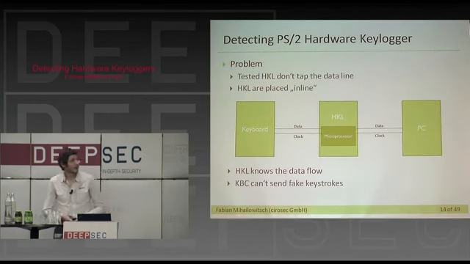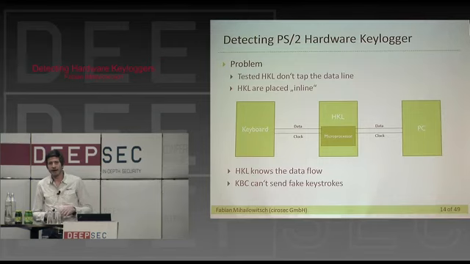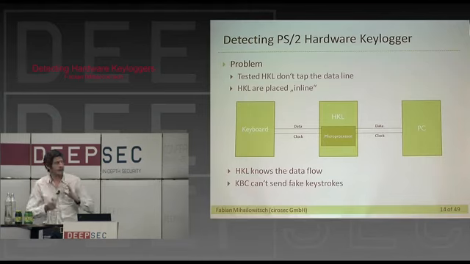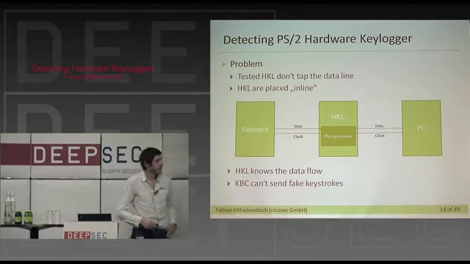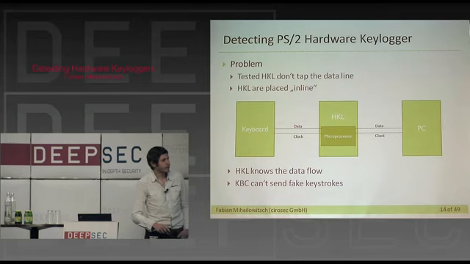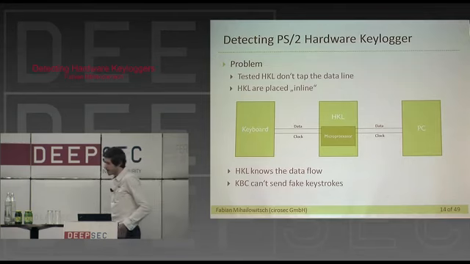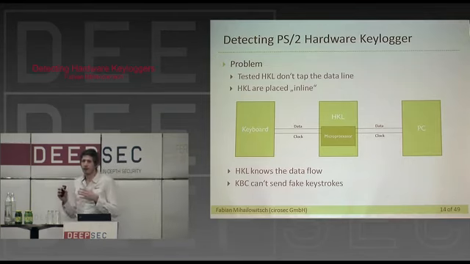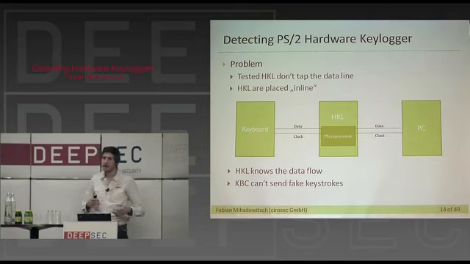The problem I came across is that the hardware keyloggers I tested didn't tap the data line passively. Instead, they were placed inside the line. I tried to visualize it in that picture. You can see the keyboard and the PC, which have the data and the clock line, and the hardware keylogger, which is really placed in line. It doesn't intercept passively, it's in line. So the hardware keylogger actually knows how the data flows. It can recognize whether the keystrokes are sent from the PC side or the keyboard side. And so you can't simply inject fake keystrokes via the KBC.